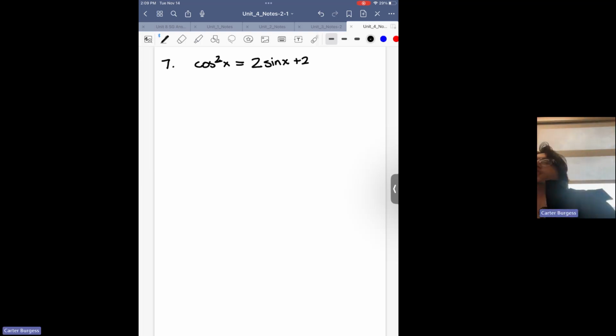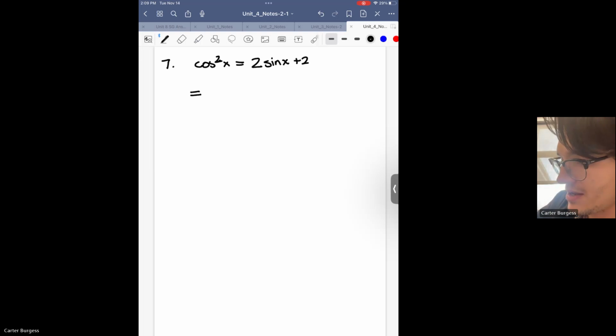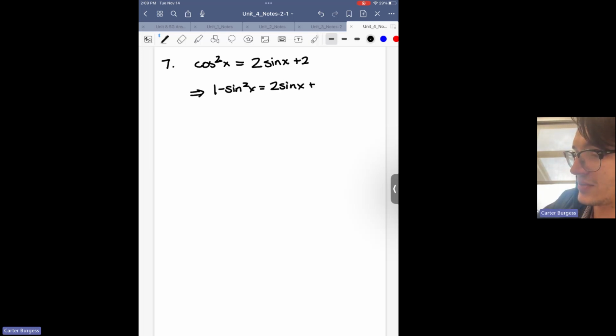All right, so what's the issue that we run into here pretty quickly? Why can't I just hop straight in, substitute, create a quadratic, and so on? Yeah, we're in terms of cosine on the left rather than in terms of sine. How can I refinagle this so that I'm only in terms of sine? This is 1 minus sine squared is equal to 2 sine of x plus 2. And now that everything is in terms of sine, we are able to switch out for u.